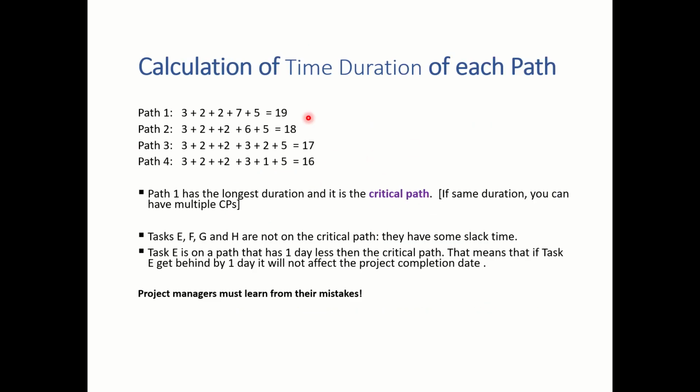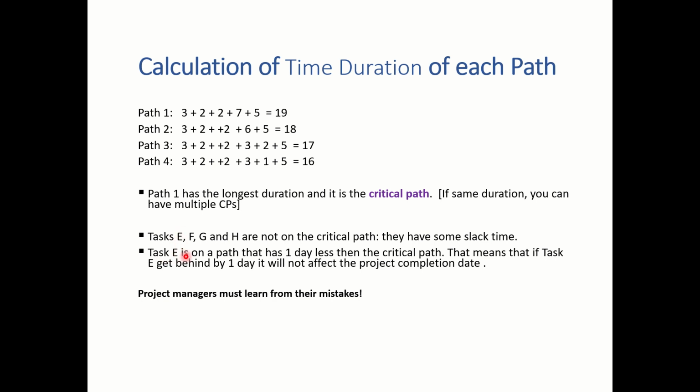You can have multiple critical paths in your process, and if you have some slack time, you can go for path 2, path 3 or path 4, so that you can entertain some delay. But in the critical path you cannot entertain any delay. That is a major difference between the critical path and the slack paths, or the paths with lags. Say task E is on the path. E, F, G, H are not on the critical path. They have some slack time.